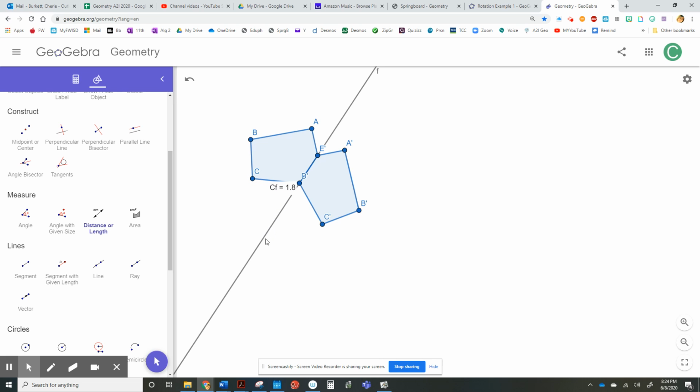And it measured. Now, I want you to pay attention. This is very interesting. Let me see if I can move that out of the way. Can I move it? It won't let me move it.